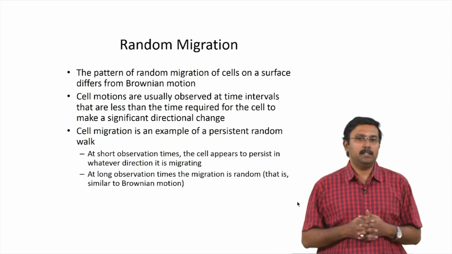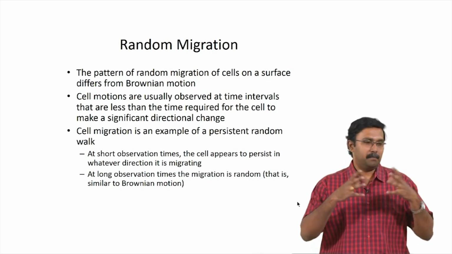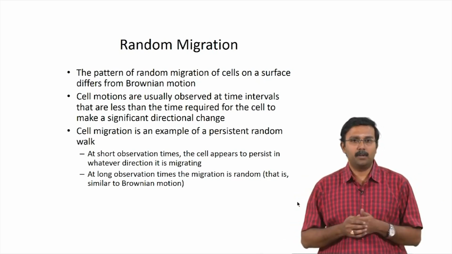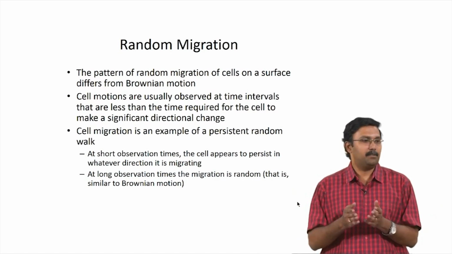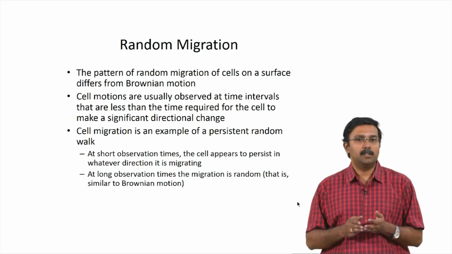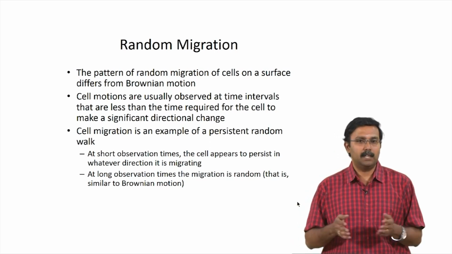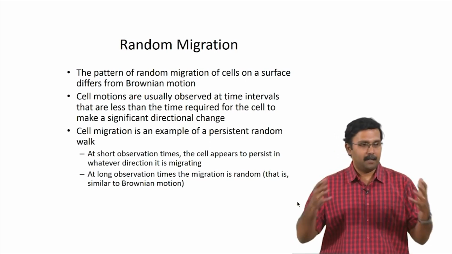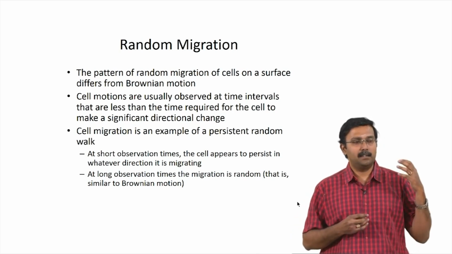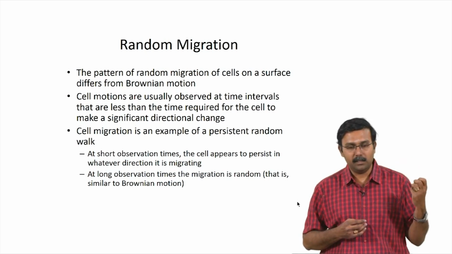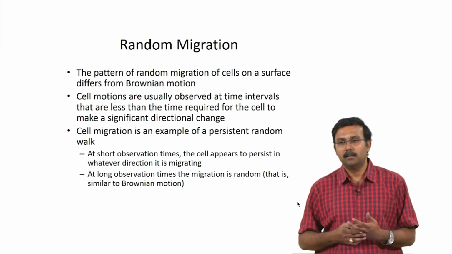So, the pattern for the random migration of cells, as we said, can be similar to Brownian motion if you observe it for a long period of time. However, if you look at it only for short periods of time, it will not be. So, you need to make sure that there are significant directional changes, so that you can actually look at it as random migration, as Brownian motion. Okay. However, cell migration is actually a very good example of something called a persistent random walk. Okay.